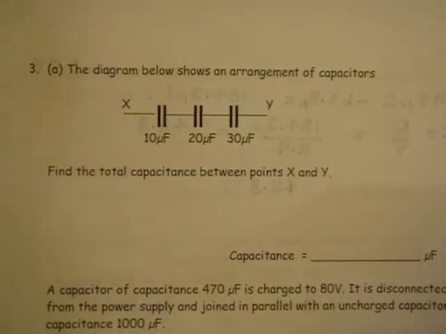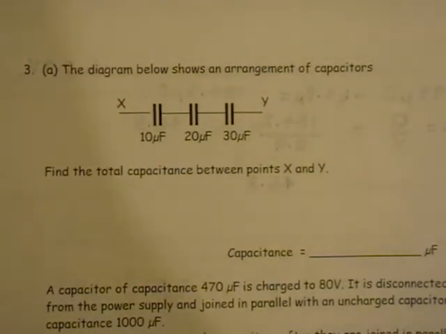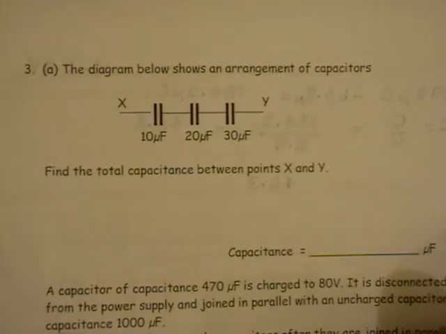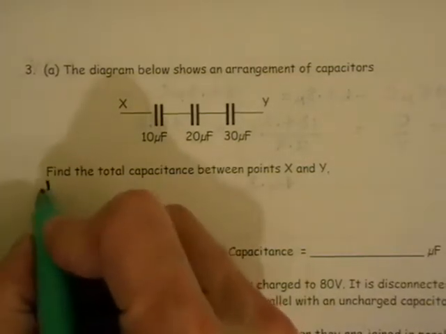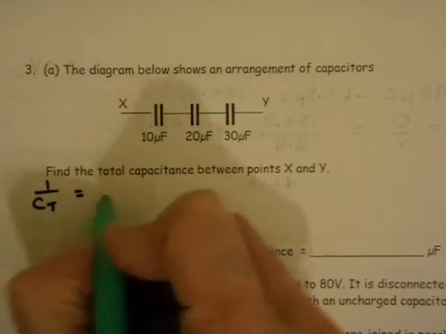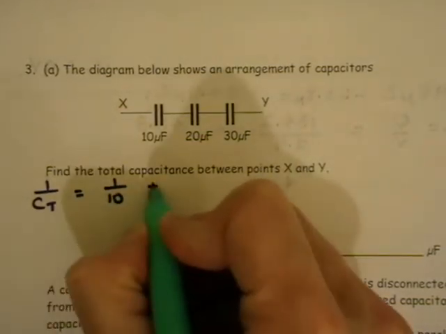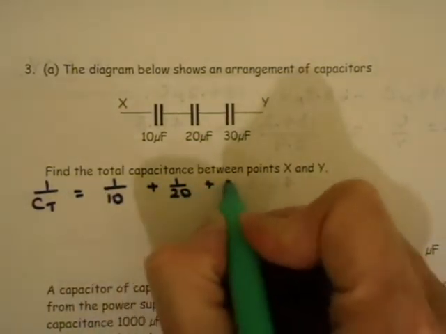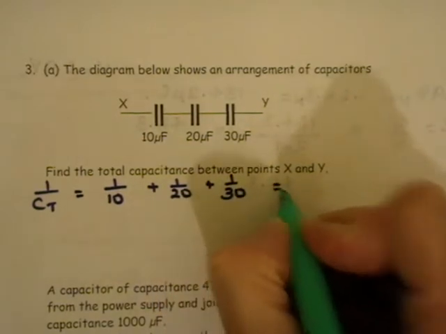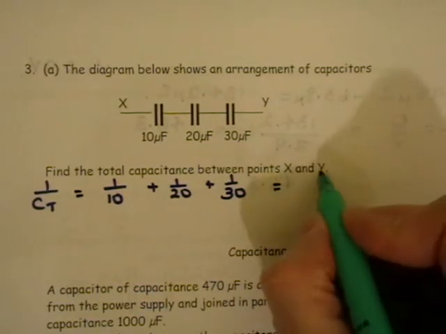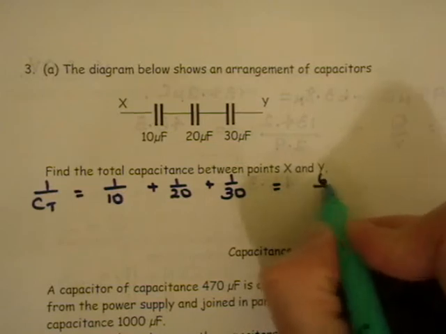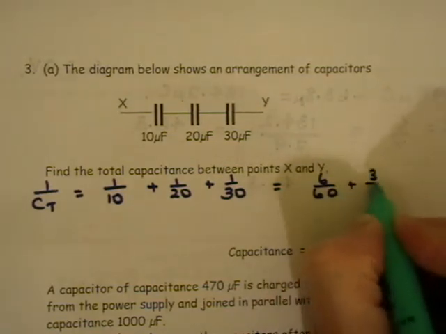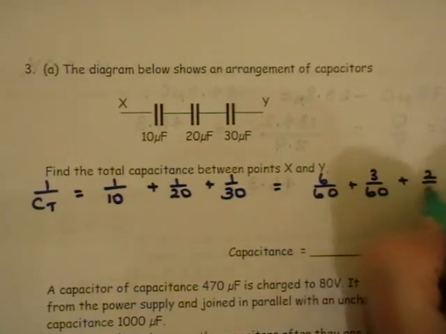The last question on the back of the page, the diagram below shows an arrangement of capacitors. There's a 10, a 20 and a 30. Find the total capacitance. They're in series with each other, so there's no other way to do it but to add them as if they were resistors in parallel. So it's 1 over 10 plus 1 over 20 plus 1 over 30. You have to make the common denominator 6/8. So it's 6 6/8 plus 3 6/8 plus 2.